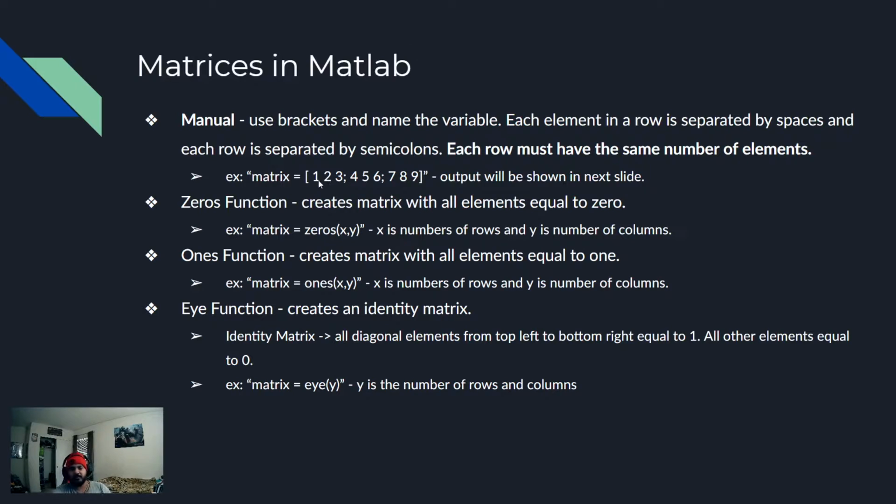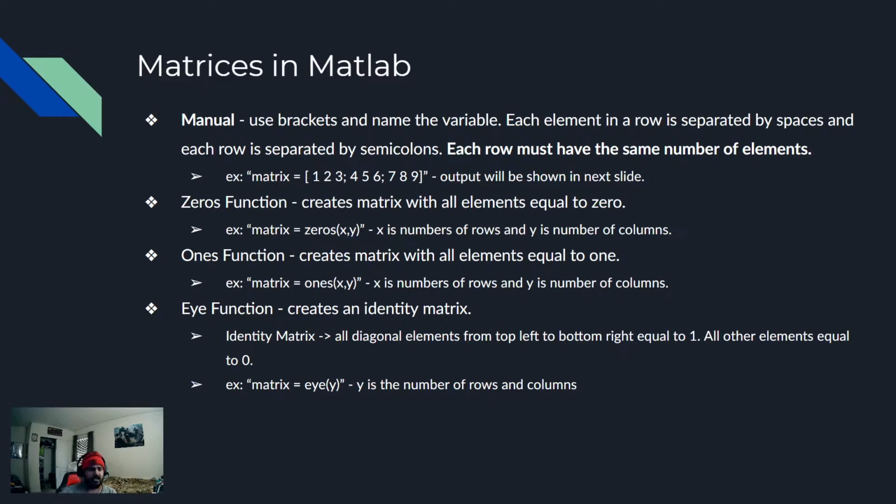So, for instance, we'll have 1, 2, 3 at the top, 4, 5, 6 right underneath, and 7, 8, 9 right underneath that. I should probably fix that, but essentially that's what it is, and that's how you would create a manual matrix. I'll show this within MATLAB as well.